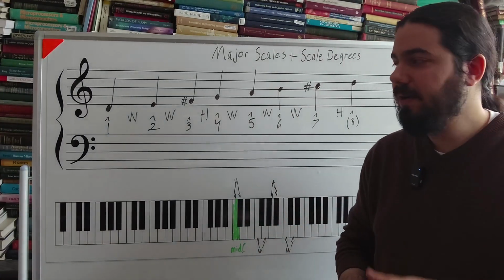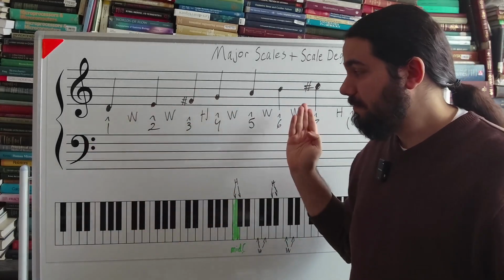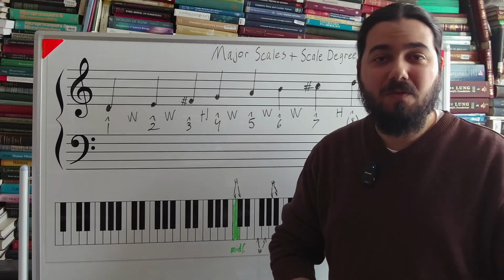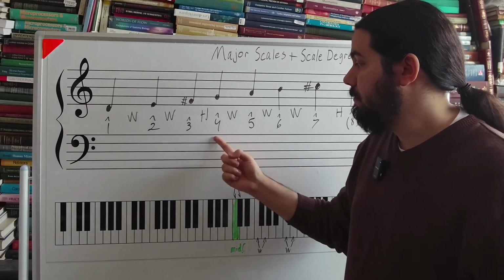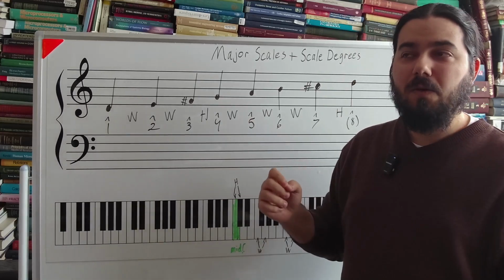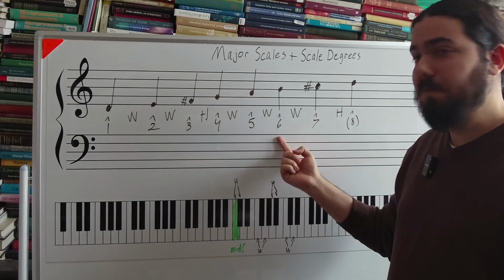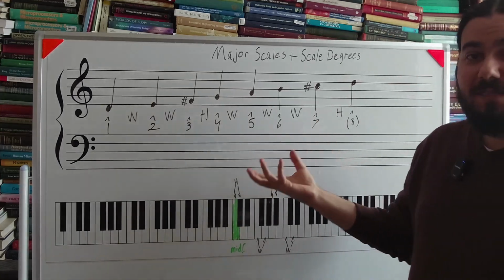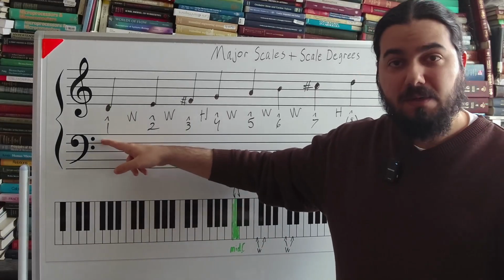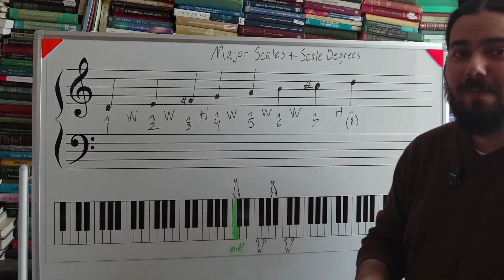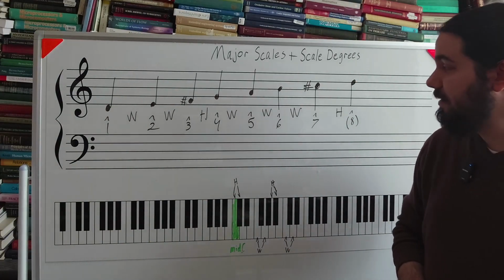So how this would work is, if you were given a D major scale, and someone were to ask you, what is scale degree 4 in D major? G. How about what's scale degree 6 in D major? B. What about scale degree 2? E. Scale degree 1 or 8? D or D. And that concludes our lecture on scales and scale degrees.